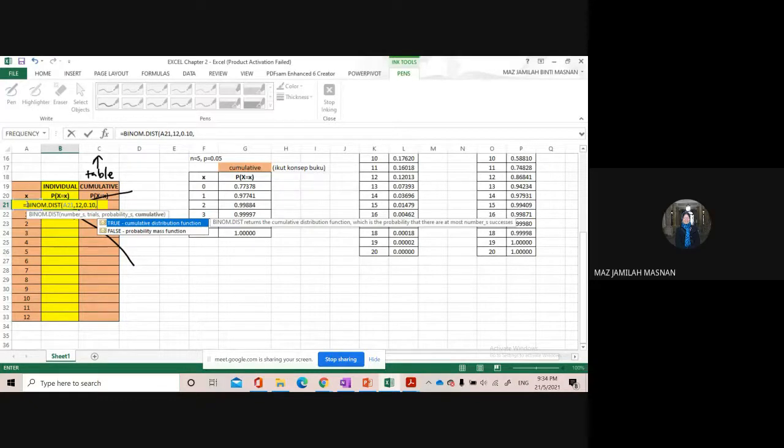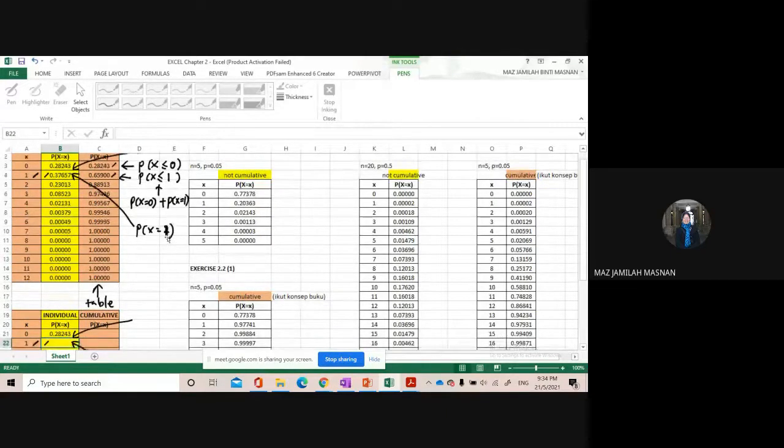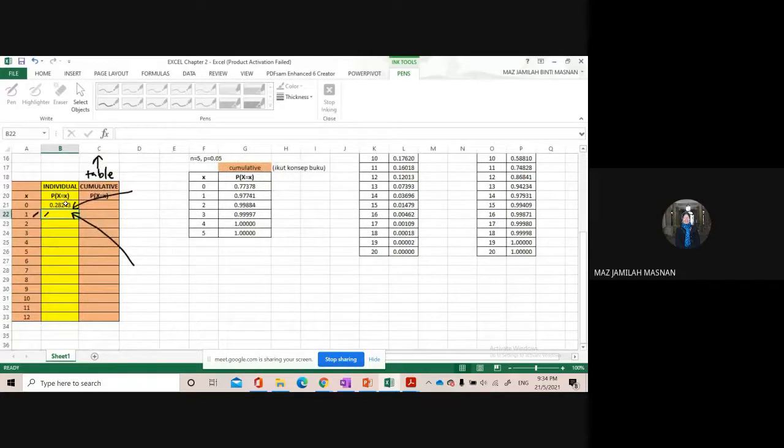So let us try with the individual. That would be false. Just type in false and then close the bracket and then enter. Okay, so you will get your first value for the probability of x equal to 0. Then you drag down. Okay, just drag.